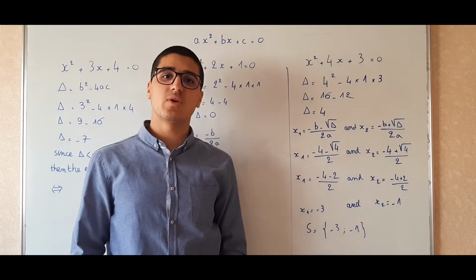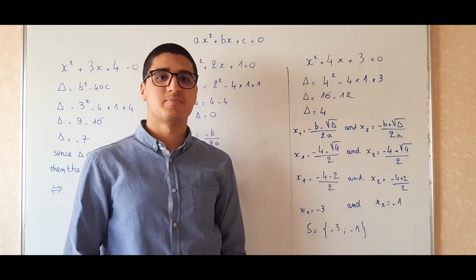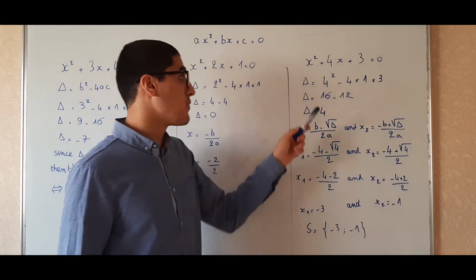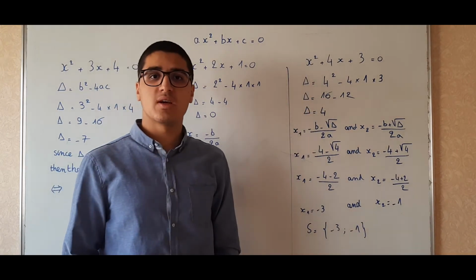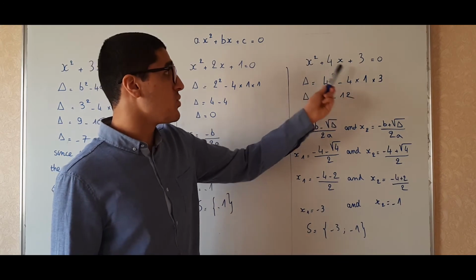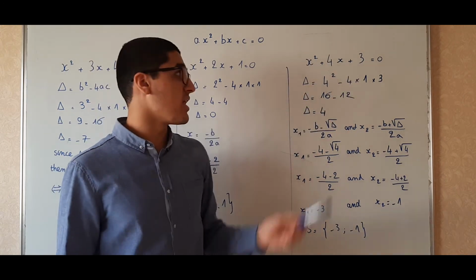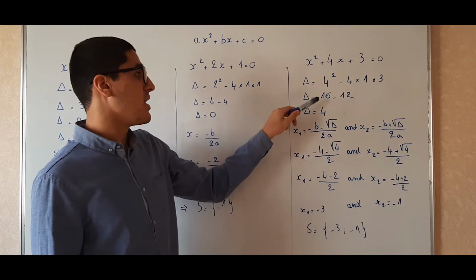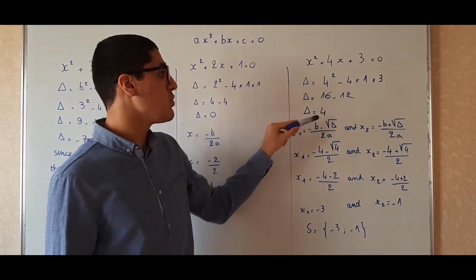x squared plus 4x plus 3 equals 0. As always, we first calculate the determinant. And that is 4 squared minus 4 times 1 times 3. Why? Because b equals 4, a equals 1, and c equals 3. That is b squared minus 4 times a times c. That is, again, 16 minus 12, which is 4.